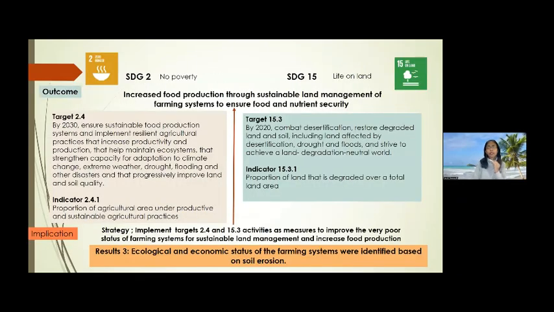The economic and ecological status of the farming systems were identified based on soil erosion from this analysis, and the strategies will be the activities related to targets 2.4 and 15.3, as measures to improve the very poor status of farming systems for sustainable land management and increase food production. By achieving these activities, we will get the outcome of increased food production through sustainable land management of farming systems to ensure food and nutrient security. So that supports achieving SDG 2 and 15.